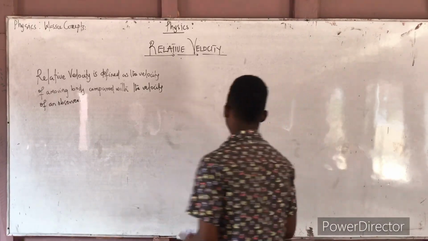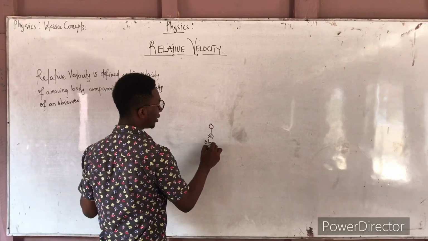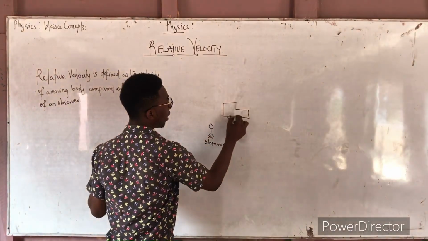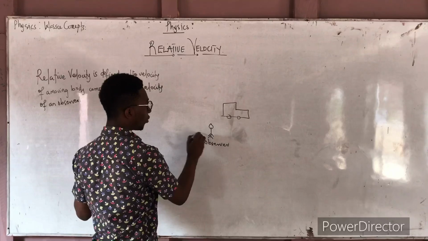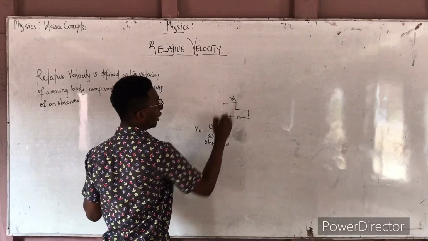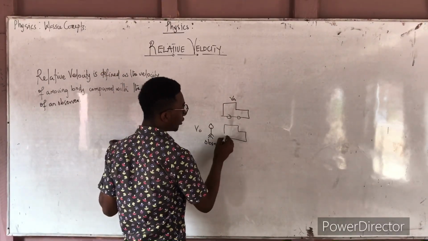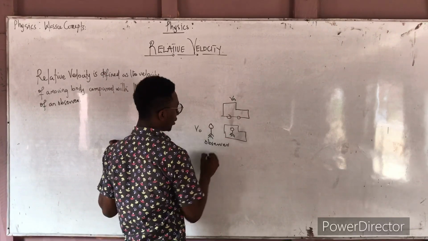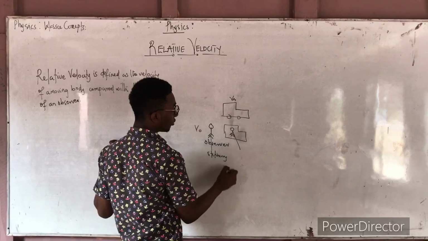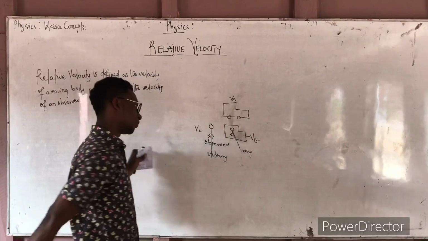What it means is that if I have an observer here, so this person is my observer, and I have a moving body like, let's say, a car here. This person will have a velocity, let's say, v of O, and the car will have a velocity, let's say, v of A. I can also have another car which is also moving, and another observer. Let's say this observer is stationary, and the other observer is also moving in the car with a certain velocity.